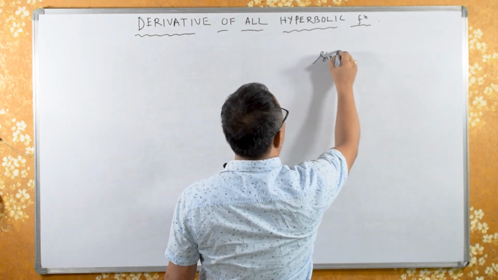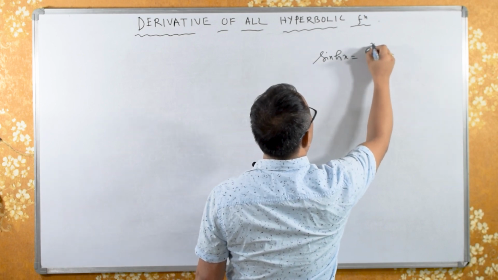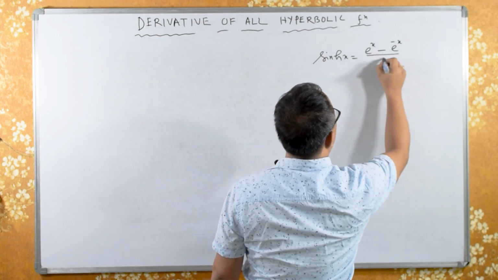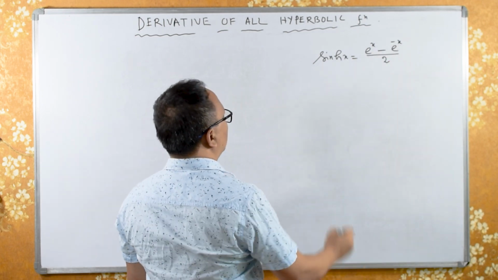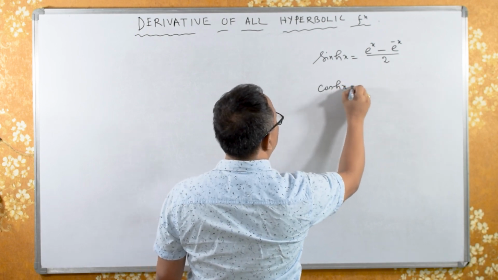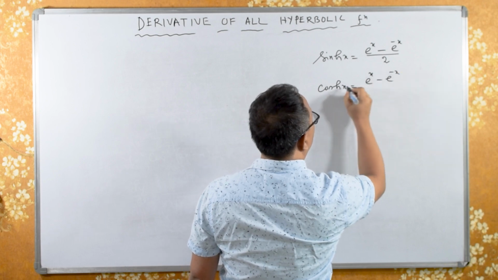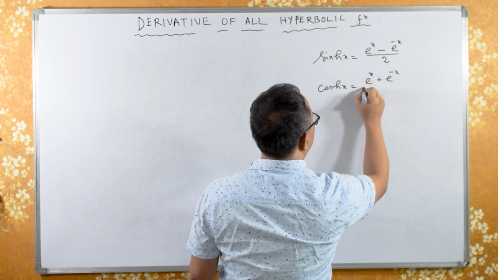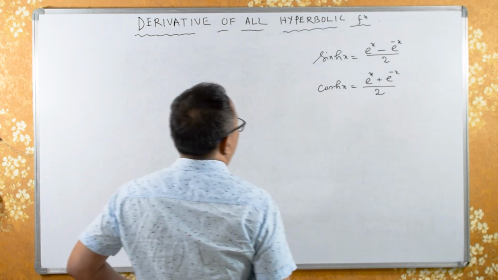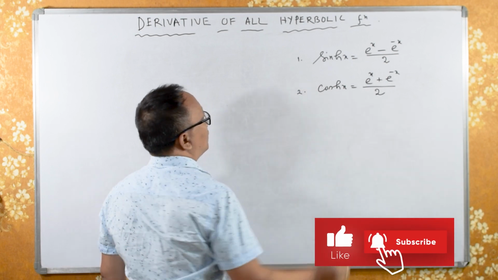sinh x equals e raised to x minus e raised to minus x upon 2, and another is cosh x, which is e raised to x plus e raised to minus x upon 2. Okay, and this is 1, this is 2.